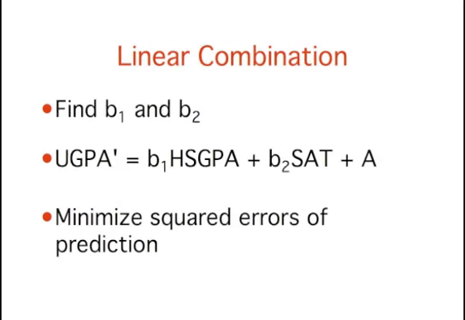That is, the problem is to find the values of B1 and B2 in the equation shown here that give the best predictions of undergraduate GPA. As in the case of simple linear regression, we define the best predictions as the predictions that minimize the squared errors of prediction.